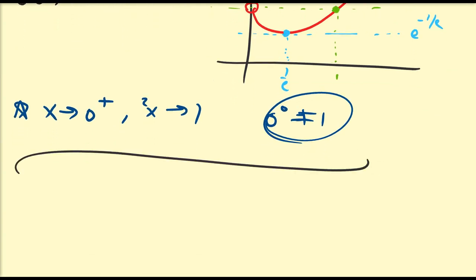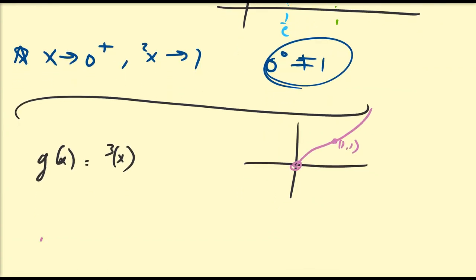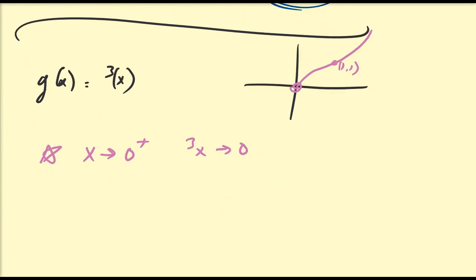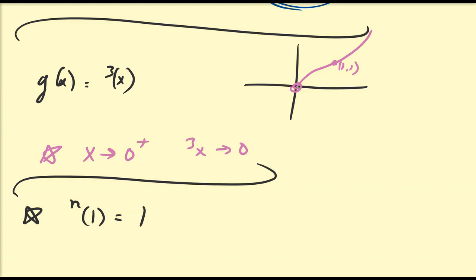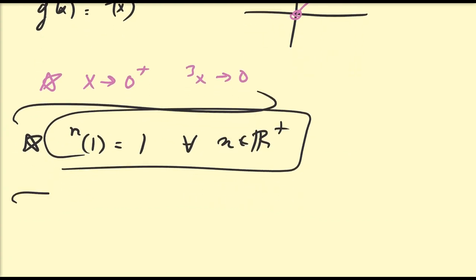Now, if we consider another function, g of x equal to the third tetration of x, you'll get a different type of graph, namely something like this. Again, it passes through the point (1, 1). For this, we can see that as x gets close to 0 from the right, the third tetration of x gets close to 0. A very important property that you may already be able to find is that the nth tetration of 1 is equal to 1, and this is true for all values n in the set of positive reals. So take a couple of minutes and see if you can prove that if you want.